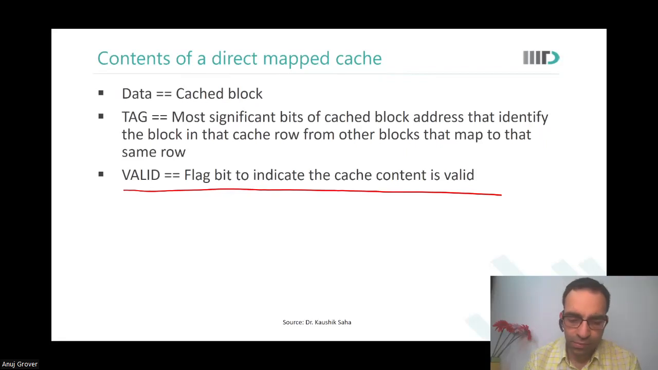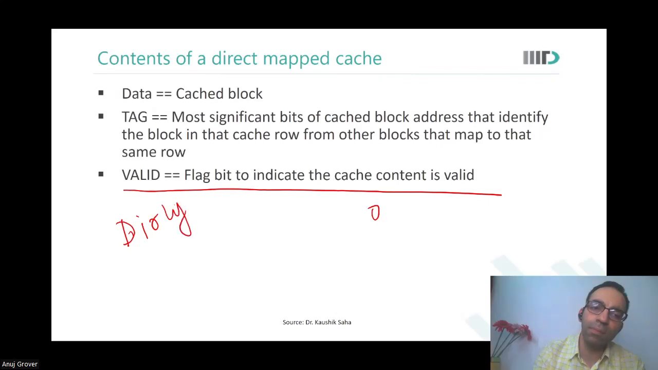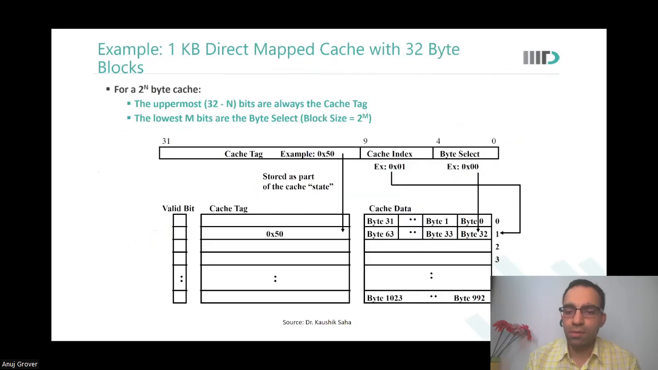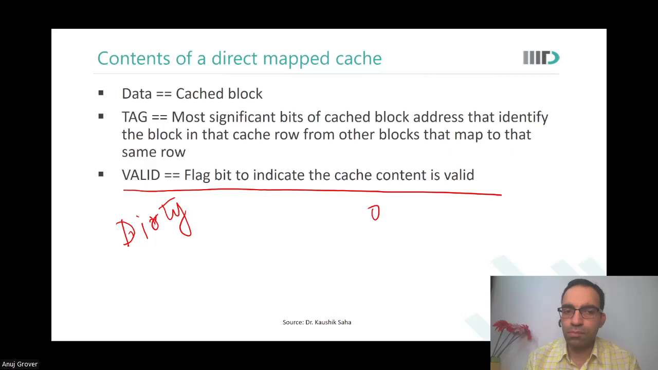Is it clear? Valid bit is a flag which indicates whether the cache content is valid or not. If some other processor has written something into the memory somewhere else, the valid bit would go to zero. This is also referred to as dirty bit in some vocabulary. Sir, but dirty bit, it will be associated with each cache line, sir? Yes.